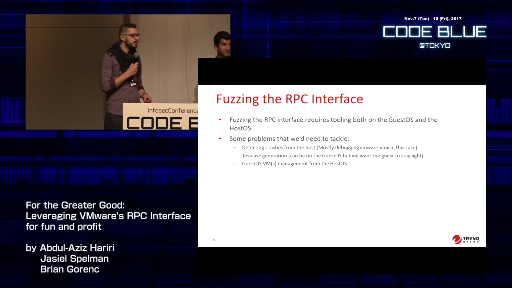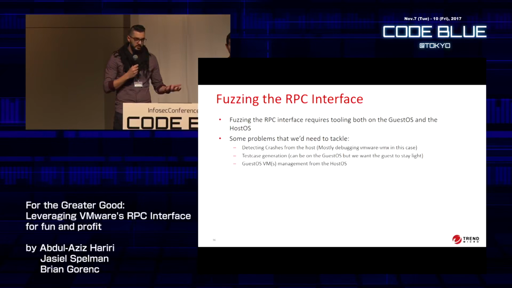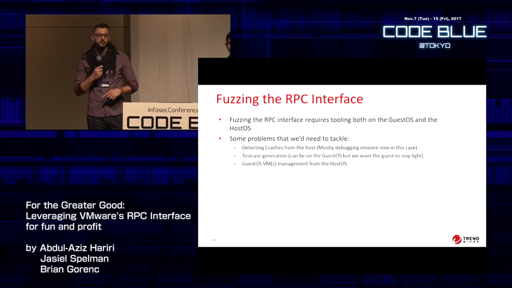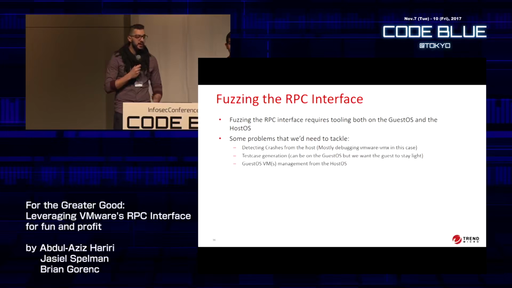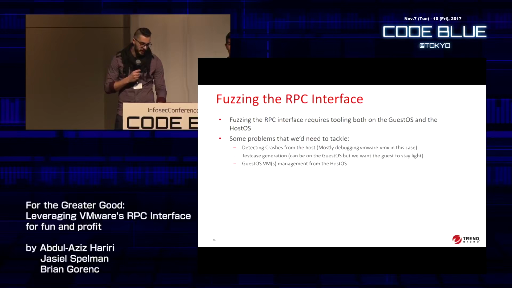Like debugging. Should we debug the host, or the VMware VMX from the host, which of course we have to do? Test case generation: should that be done inside the guest VM or from the host? And how do we actually manage all these VMs? If we have, let's say, 10 VMs and we're doing some fuzzing, how do we manage all of them? Specifically, I'm talking about fuzzing Workstation RPC from inside Workstation.